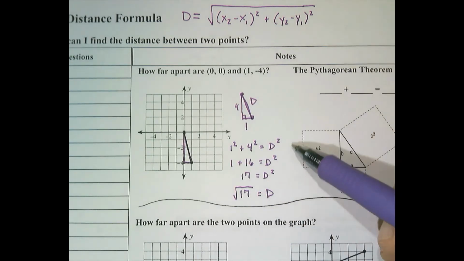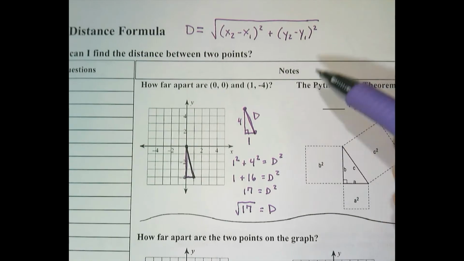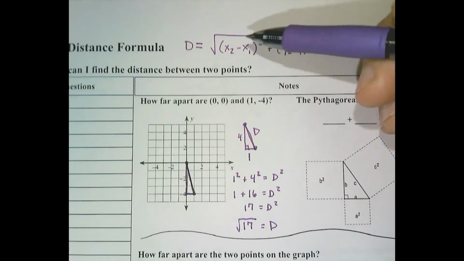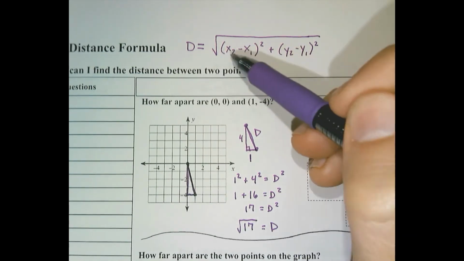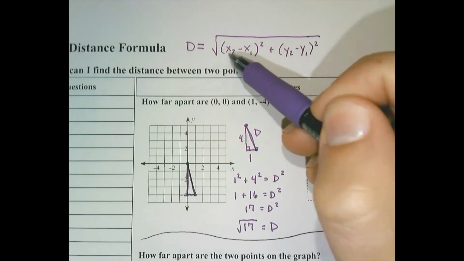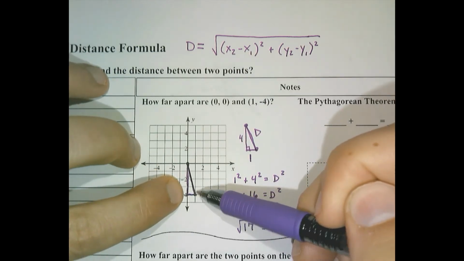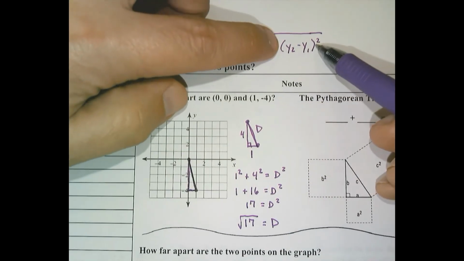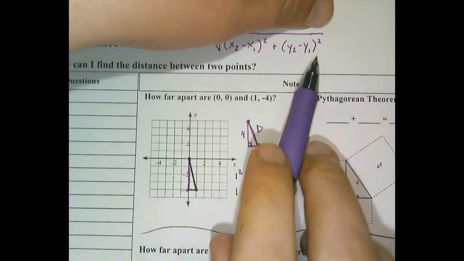This is intuitively easier to follow, in my mind at least, than this formula. But what does this formula actually represent? We see the square root, and then we have the distance between the x-coordinates. How far apart are the x-coordinates? That's just the length of the base squared. And this is the distance between the y-coordinates, which is just the length of the height squared.